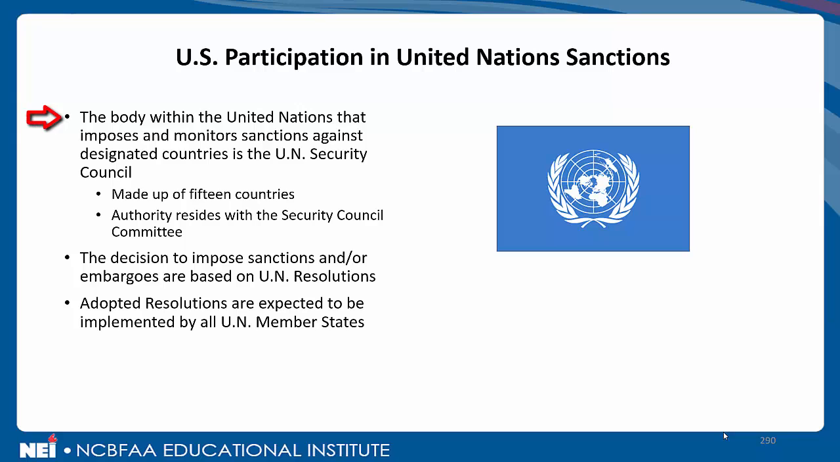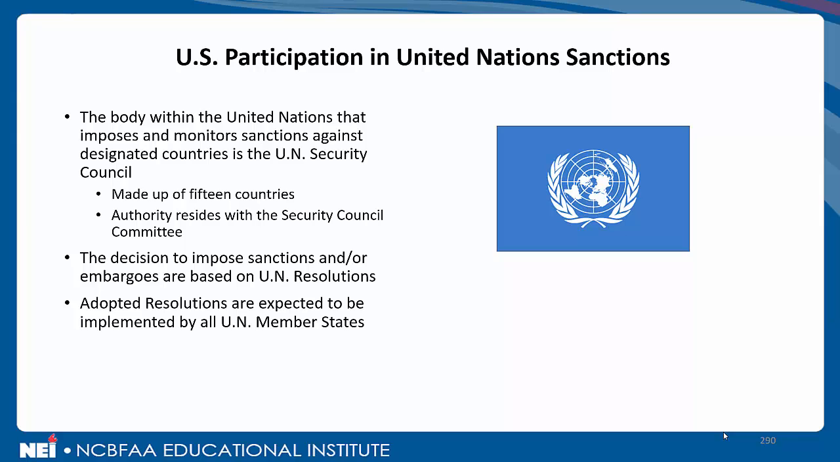The body within the United Nations that imposes and monitors sanctions against designated countries is called the UN Security Council. One can hear about this from time to time on the news. The UN Security Council proposed this resolution. The UN Security Council took X measure. Of all the UN entities, it's probably one of the more recognizable in general terms. But it is the UN Security Council that is involved in sanctions and embargoes. That Security Council, first sub-bullet point, is made up of 15 countries. The authority to put forward sanctions resides within the Security Council, but it's called the Security Council Committee.